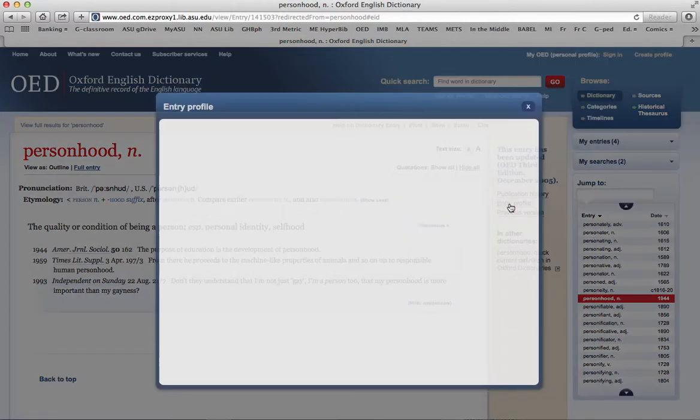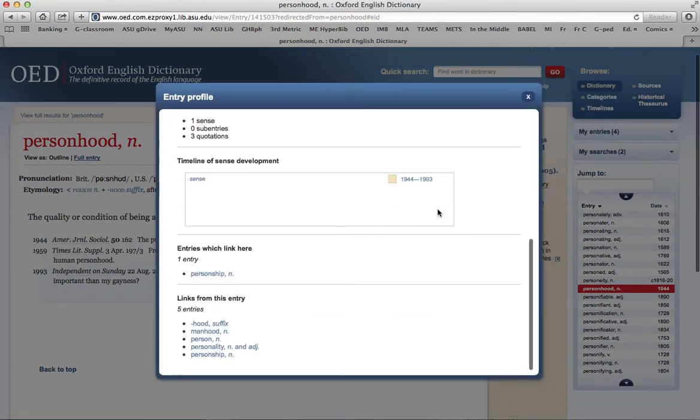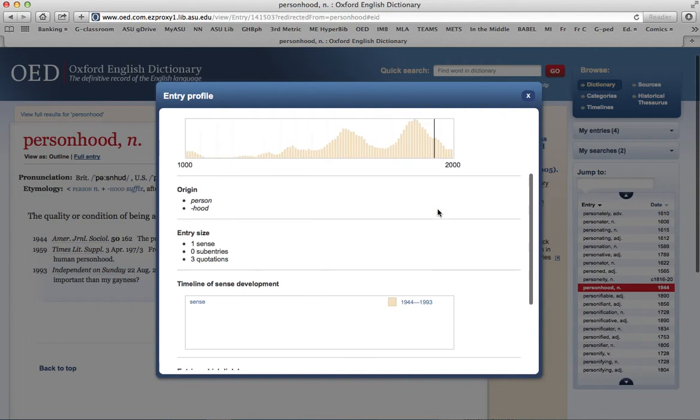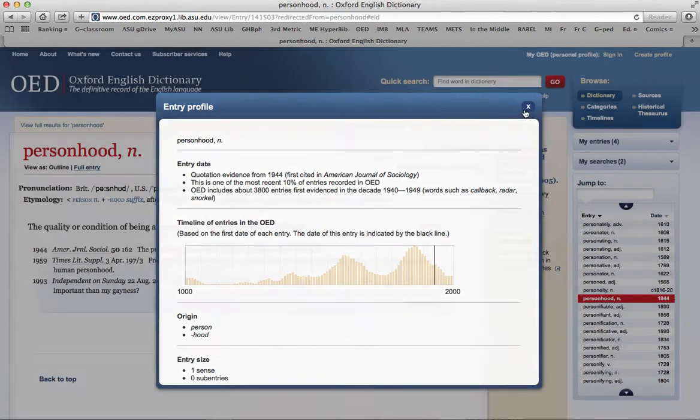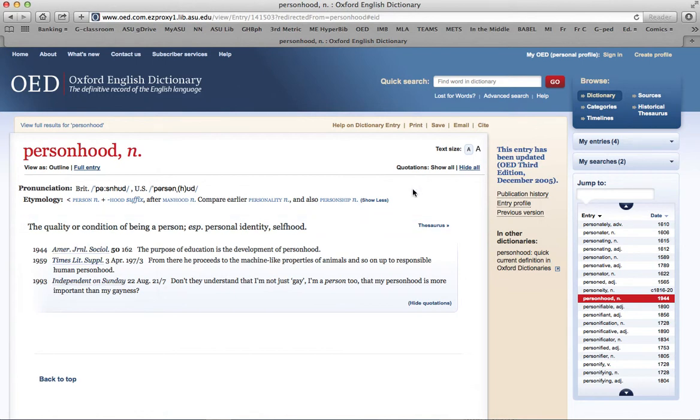As you can see, if we look at the entry profile, there's not as much going on here. The first use is way up here in 1944. First cited in the American Journal of Sociology. But let's take a look at this as an example of how you can use what you find about a word in the OED to then go and do some more research in the library and the card catalog and the databases. So take a look down here.